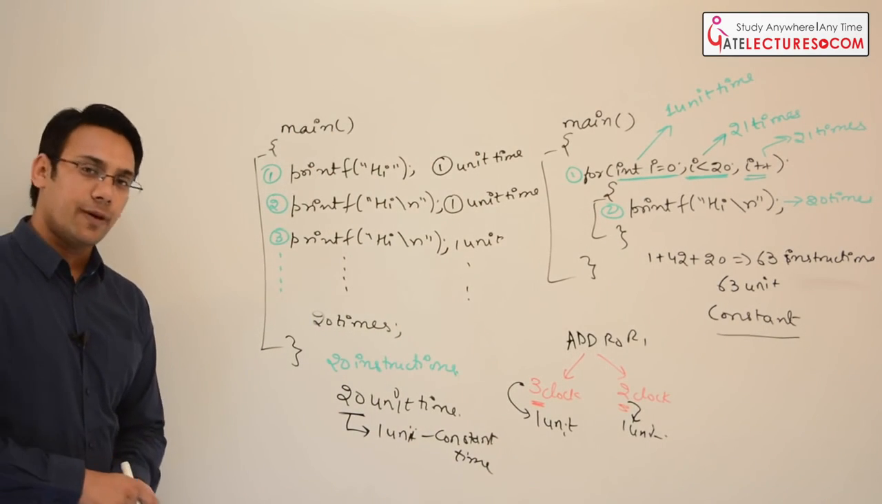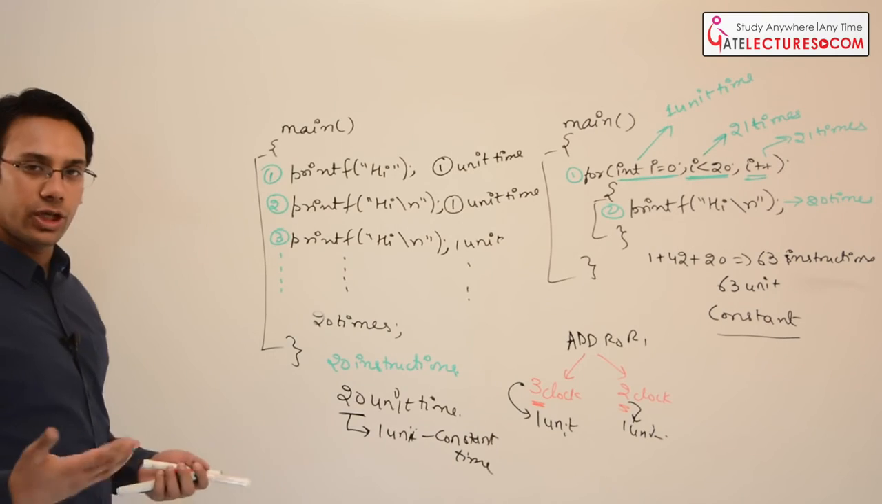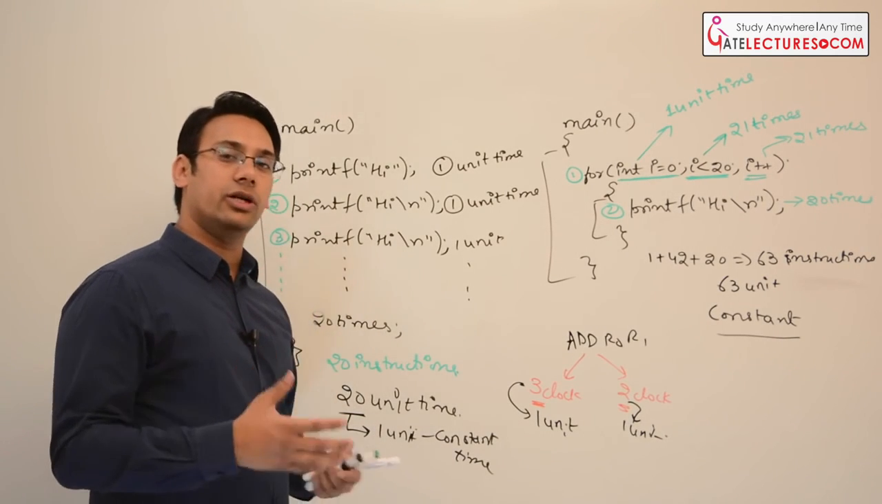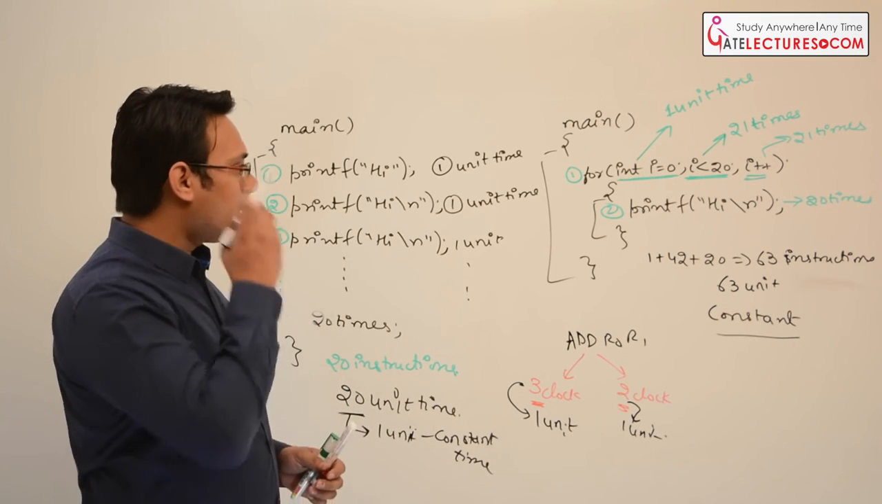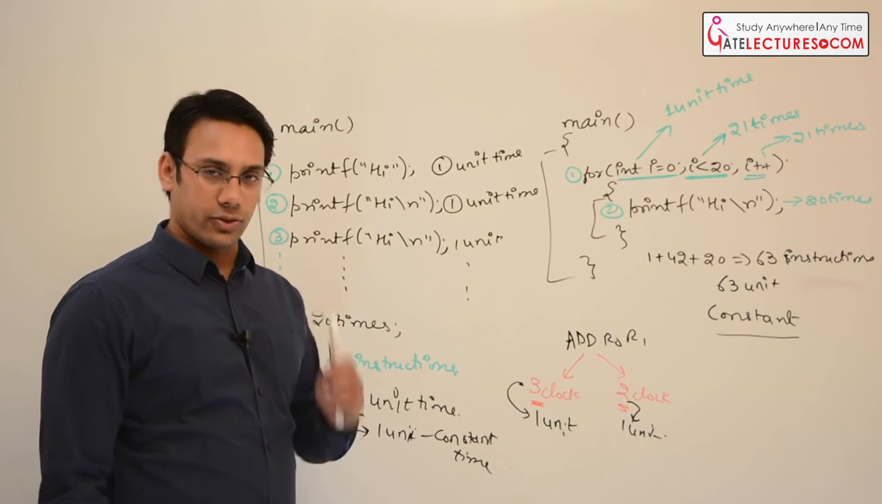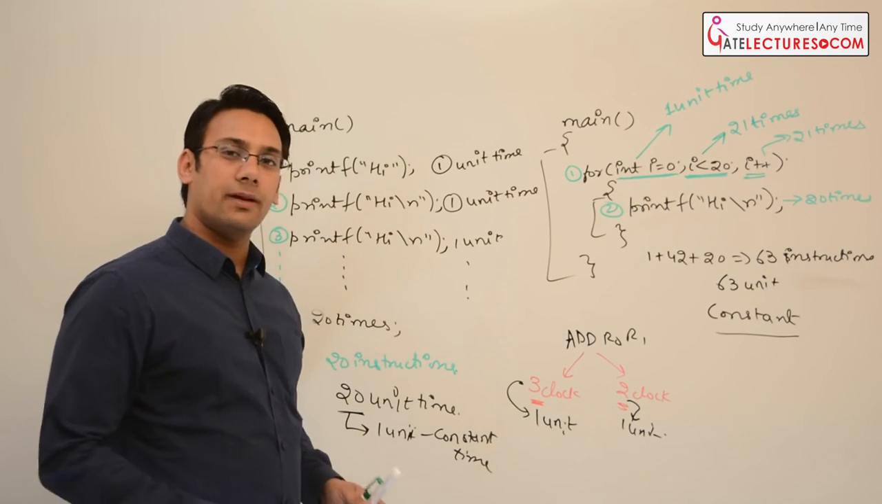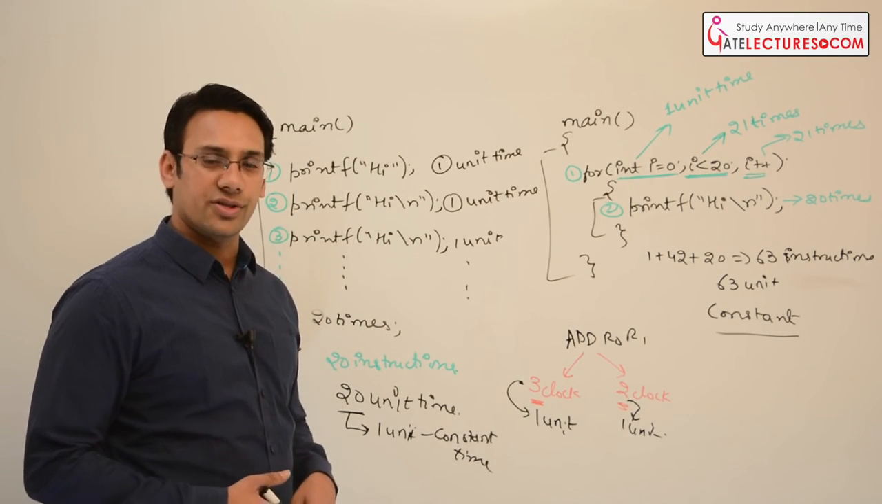Okay. Now, for these purposes, I have to introduce one more terminology here, that is the asymptotic notations. Now, let us see what the asymptotic notations are and how we can compare two programs using the asymptotic notations, right?